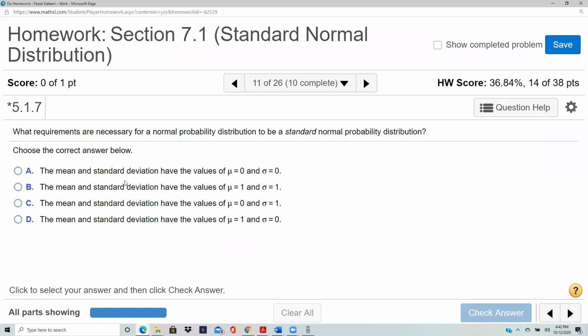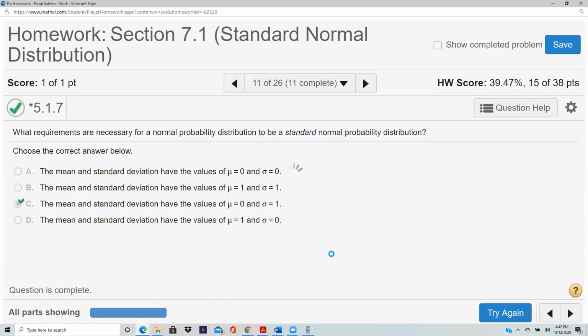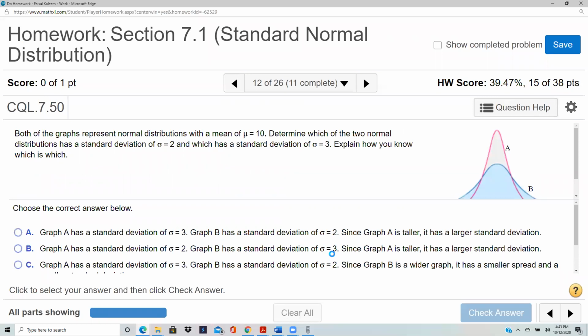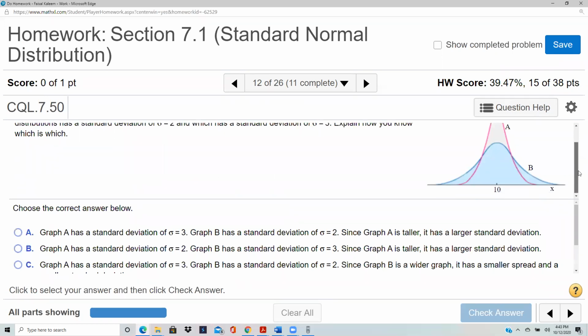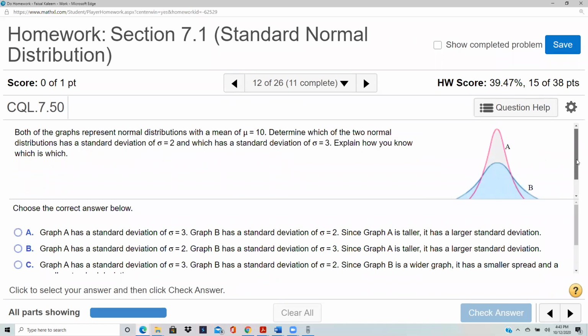Okay. So what are the requirements for a normal probability distribution to be standard normal? So the mean should be 0 and the standard deviation should be 1. So you know that the symbol for mean is mu and standard deviation is sigma. Both the graphs represent normal distributions with mean 10. So mean 10, see? Determine which of the two curves has a standard deviation 2 and which has a standard deviation 3.